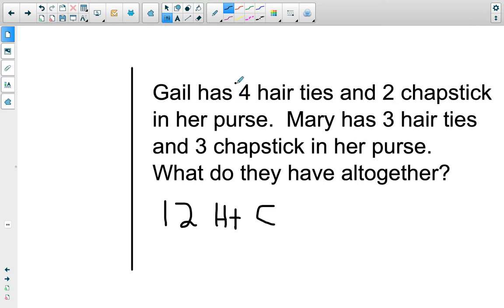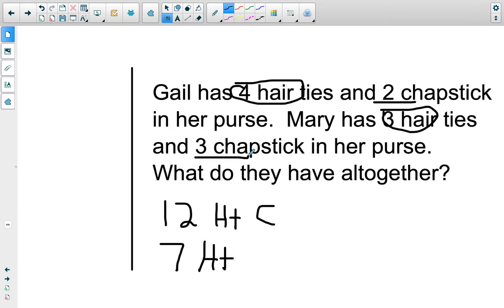They have 4 hair ties and 3 hair ties, so a total of 7 hair ties. I have 2 chapsticks and 3 chapsticks for 5 chapsticks. So that's what you'd probably tell me. They had 7 hair ties and 5 chapsticks. You wouldn't try to put those together because hair ties and chapsticks aren't the same thing, and we don't want hair tie chapsticks because, again, that sounds gross.